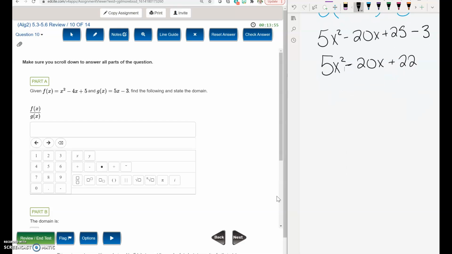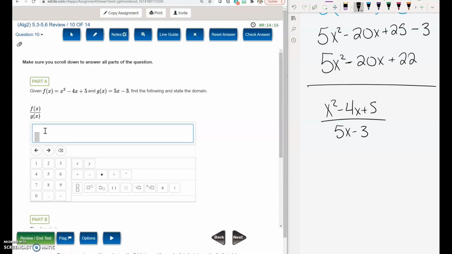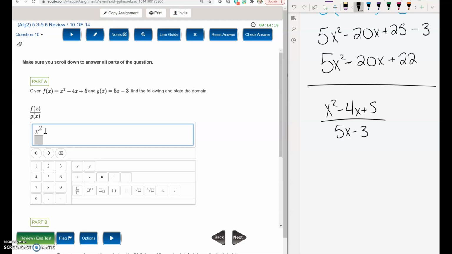This one is doing f of x divided by g of x. So our f of x function is x squared minus 4x plus 5. Our g of x function is 5x minus 3. So I'm going to type that in. There's no simplification that needs to be done here. So x squared minus 4x plus 5. Notice I didn't get out of my exponent. Minus 4x plus 5. On the bottom, 5x minus 3.